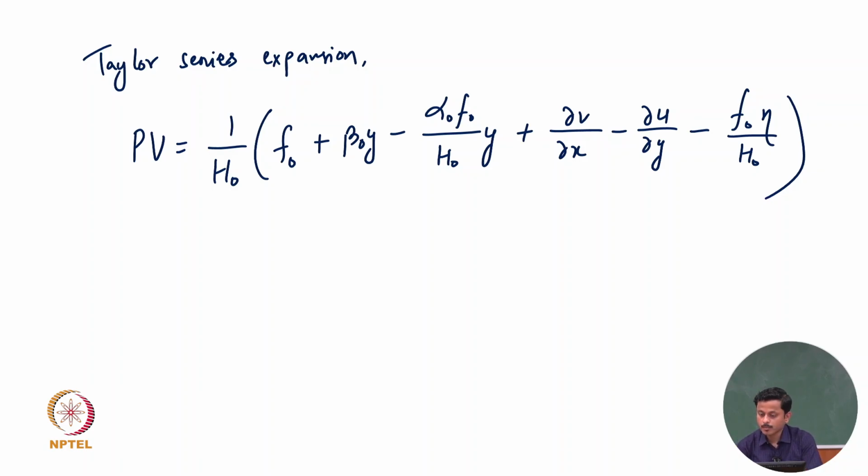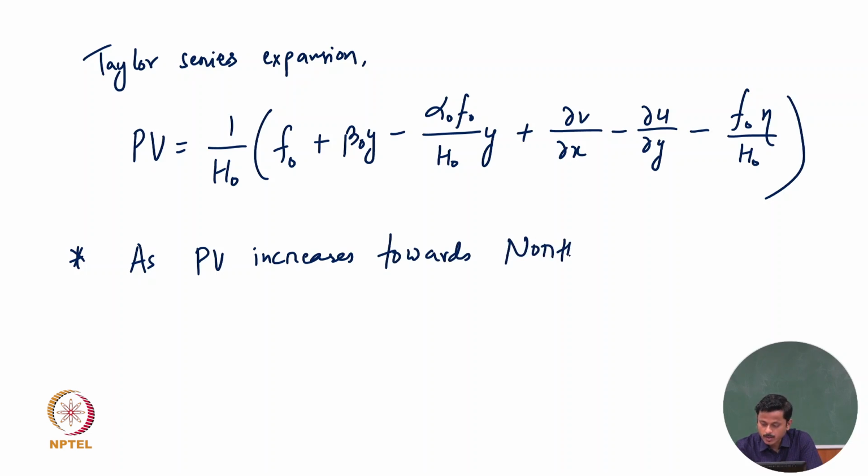So this is the Taylor series expansion of the potential vorticity in a beta plane and the sloping bottom. From just the expression itself, we can see the similar effect of the beta plane and the topography here. There are some observations to make. So as PV increases towards north, that is the meridional direction, that is y coordinate, due to the beta plane.